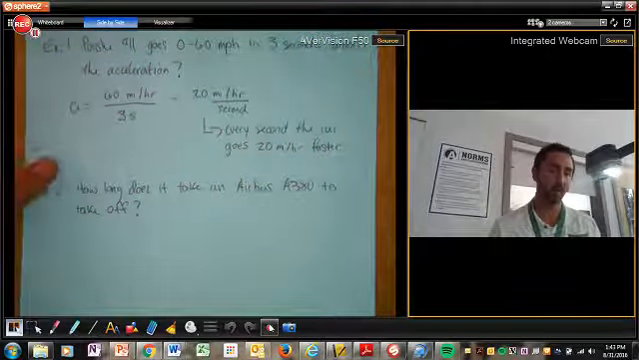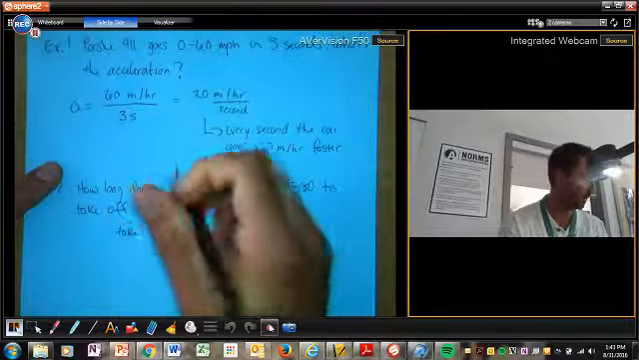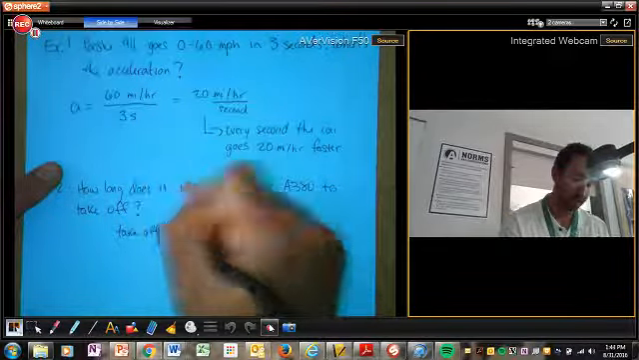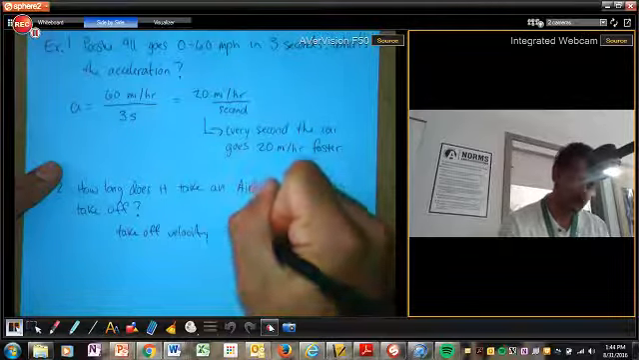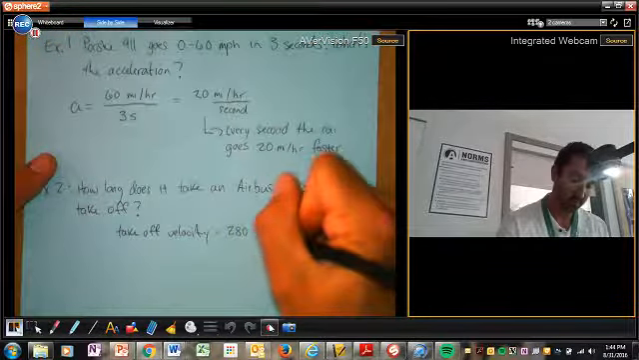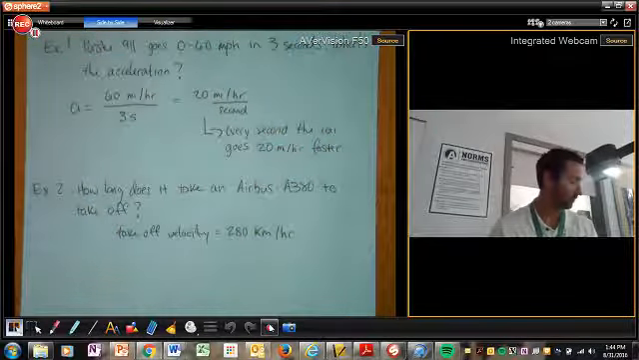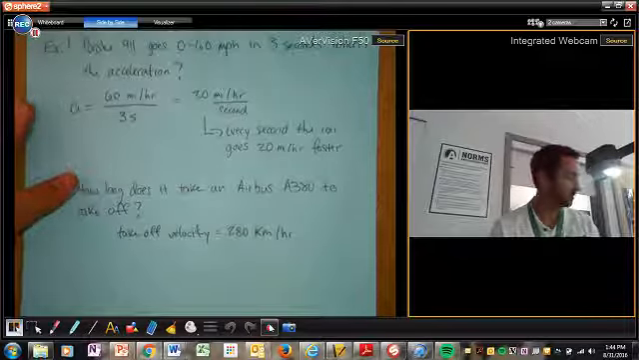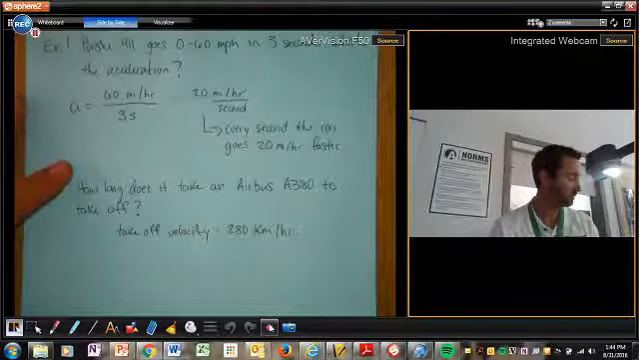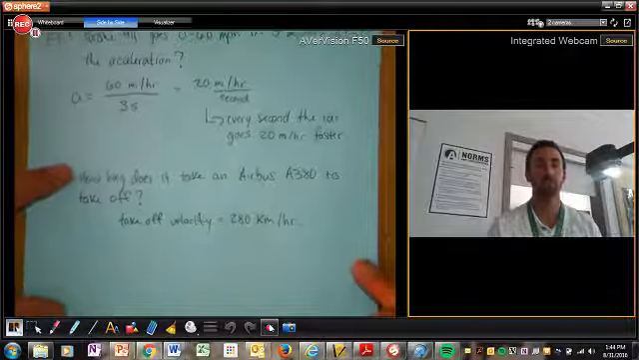I'm going to give you a couple things here. In order to actually have lift, the takeoff velocity needs to be 280 kilometers per hour. And by the way, this Airbus A380 is one of the biggest planes there is.